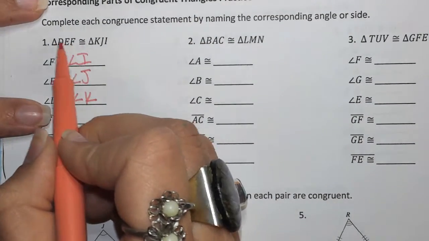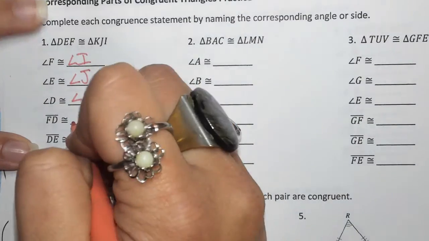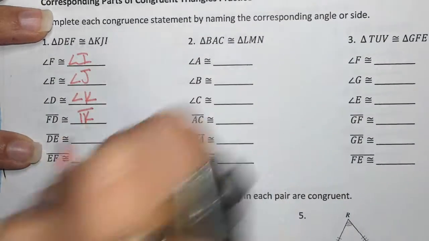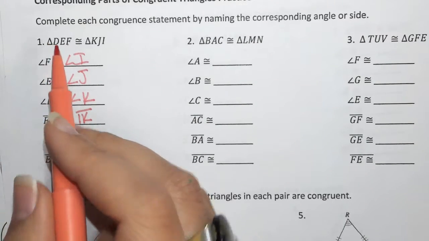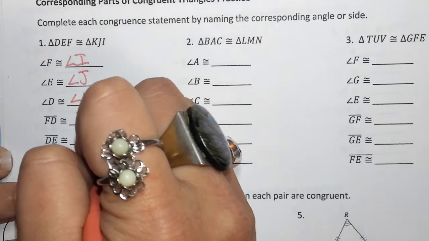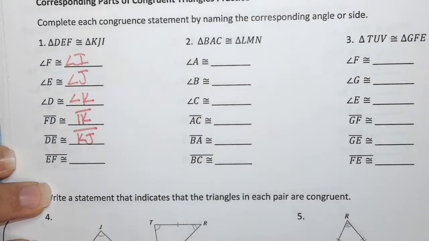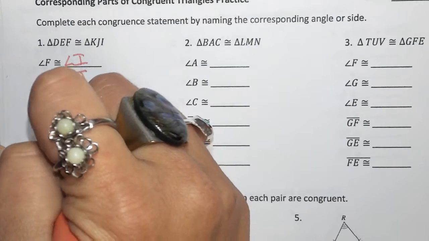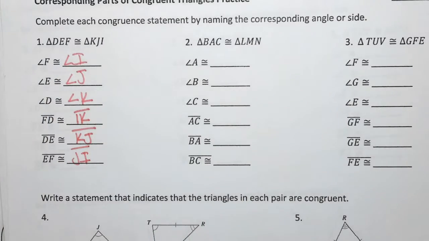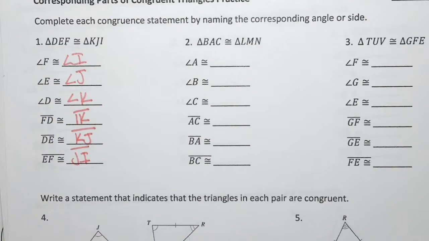What about FD? IK. Why is it IK and not KI? Because it's backwards. Good. All right, what about DE? KJ. What about EF? JI. Do we need to do another one, or are we good? Let's just do one more.